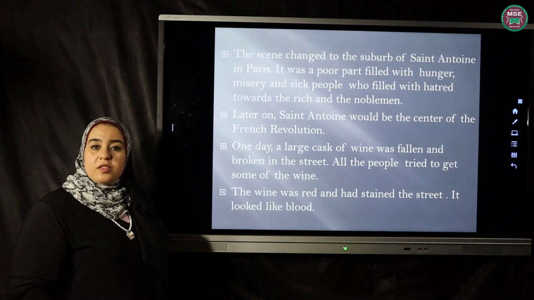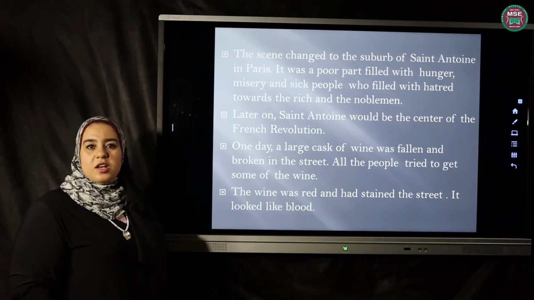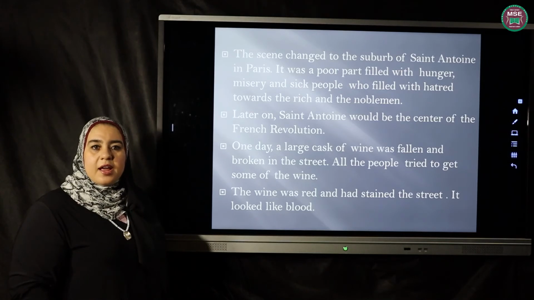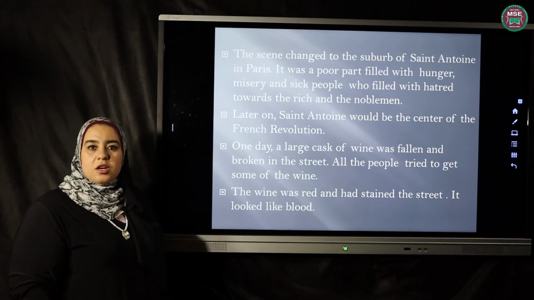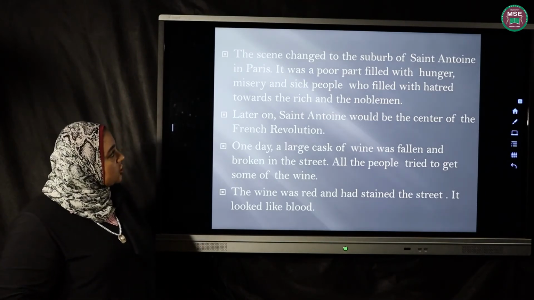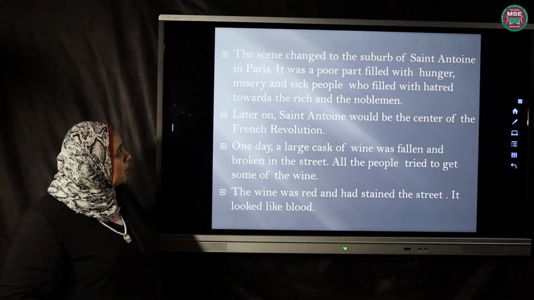Then they are going to travel. The scene for us has changed. Now we are in Paris. We have left Dover. We are in Paris and in Saint-Antoine, a very poor part of Paris, where Monsieur Devarge is living, and he had Dr. Manette in his house.